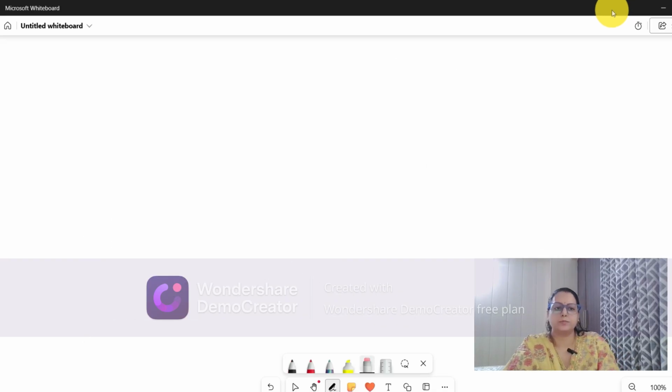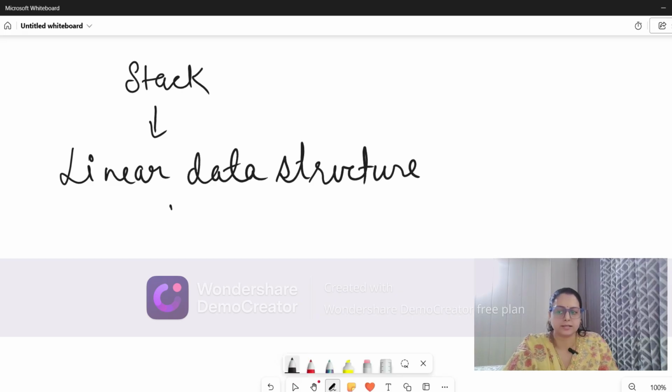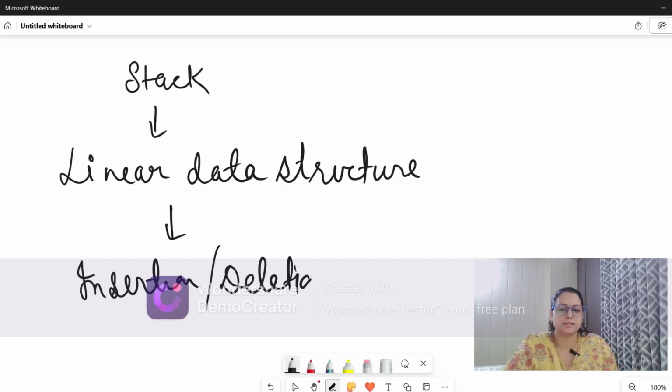So let us conclude what we have done. First of all, we have seen what is stack. So stack basically you can call a data structure. What type of data structure is this? Linear data structure. Okay. In a 1 mark question, you can write this definition. It's a linear data structure where insertion as well as deletion, both operations are done from the top. And this is why we can call it a LIFO data structure.